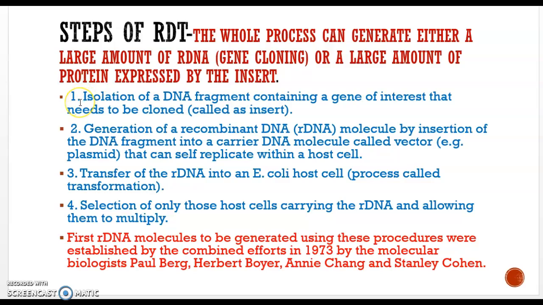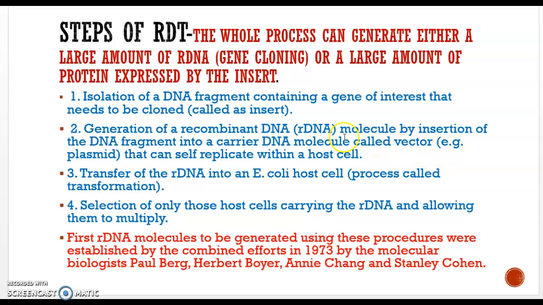Now the first step is that we have to isolate the DNA fragment containing a gene of interest that needs to be cloned, called the insert. So we isolate the desired DNA and digest it with a restriction enzyme. Then comes generation of the recombinant DNA molecule by insertion of the DNA fragment in a carrier DNA molecule called a vector. The vector is also digested with the same restriction enzyme.